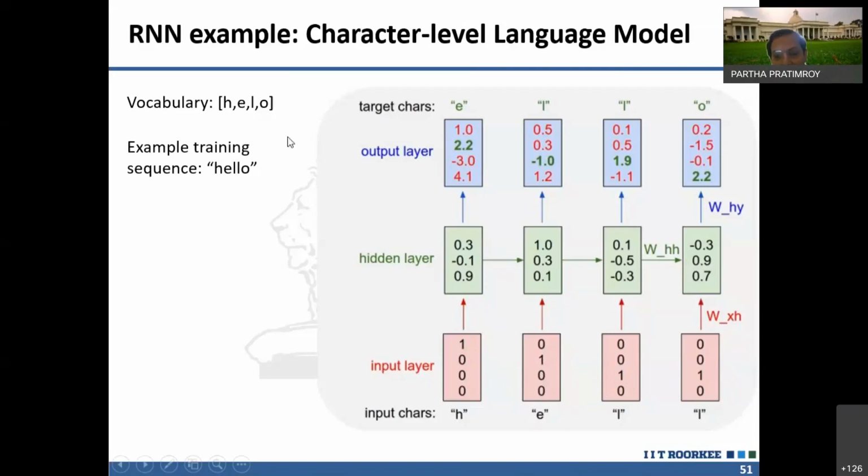And we want to predict the next letter, or the final word. If I just give HELL, it should generate O. So I want to generate the word hello. Initially my input vector is 1 0 0 0, and I start with some random hidden values. This other set of values, this h, I am considering as 0.3, minus 0.1, 0.9.